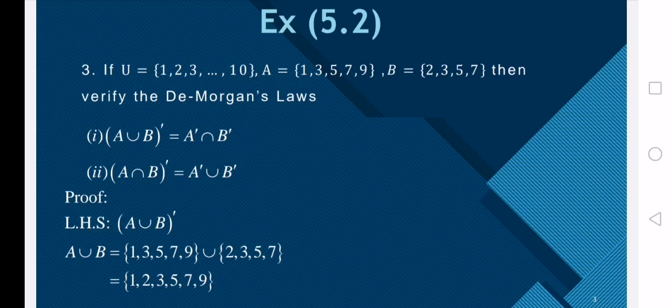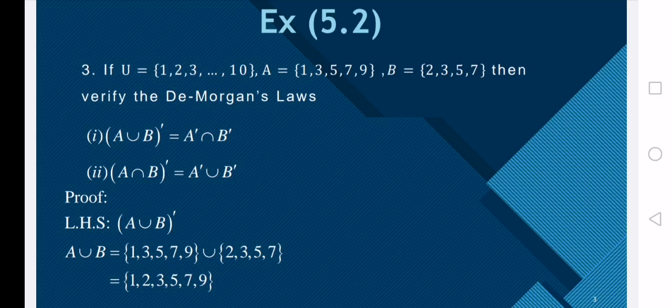We are going to do it for the first part, and the left hand side of the first part is A union B whole complement. But to find A union B whole complement, we must find A union B first. So A union B is equal to 1, 3, 5, 7, 9 union 2, 3, 5, 7. We write these two sets in the form of a single set, and it would be equal to 1, 2, 3, 5, 7 and 9. Now we have A union B and we can easily find its complement.